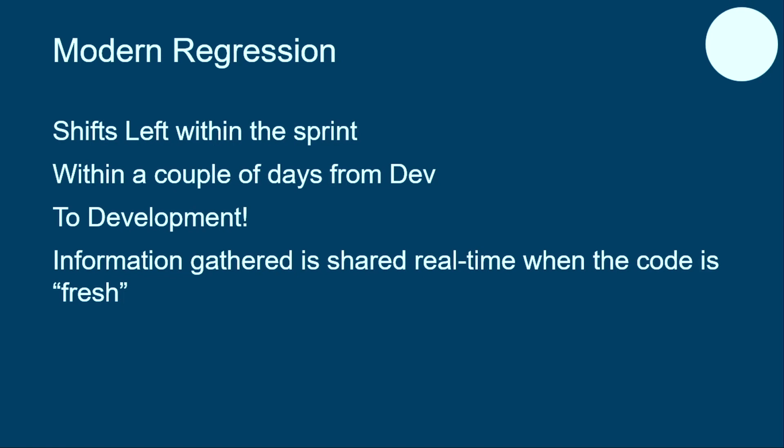So part of the modern regression approach is that we're also gathering information and sharing that in real time while the code is fresh in everybody's mind, right? By taking those components of regression testing and applying them to the stories that we're actively testing, the new development, we're able to tap into that fresh, real-time information while, again, it's fresh in dev's mind.